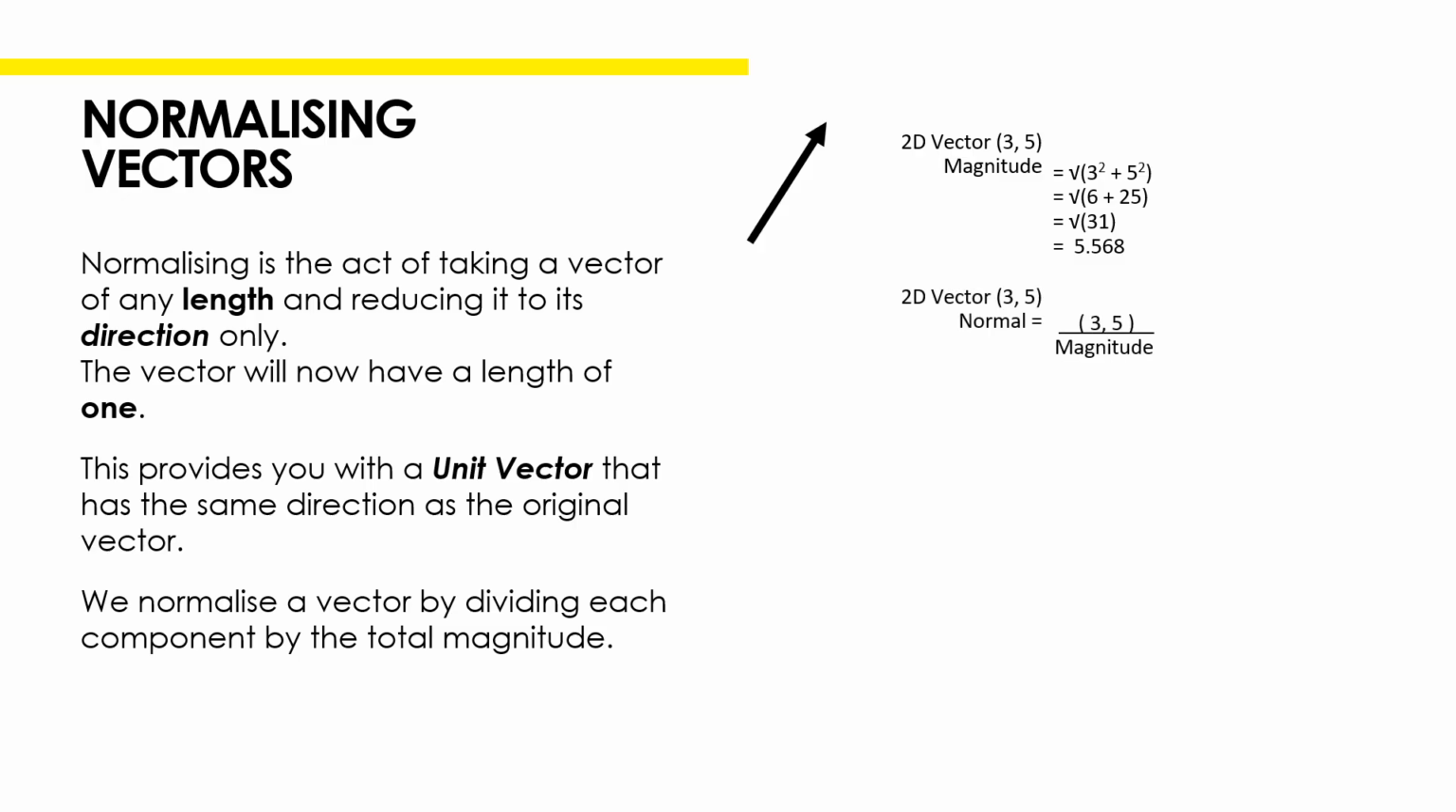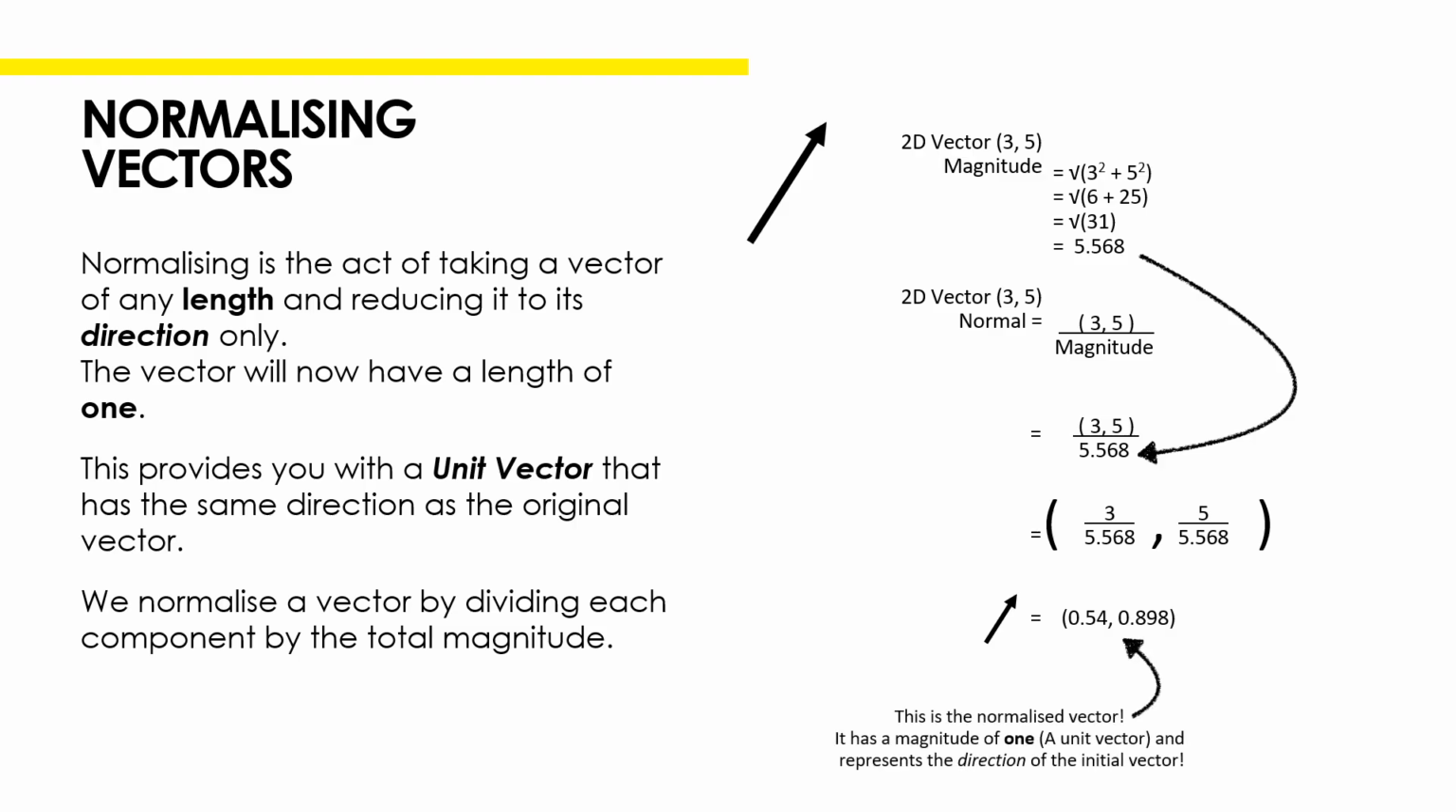If we continue to find the unit vector for this, we divide each component by this magnitude, which is 3 divided by 5.568, and then 5 divided by 5.568. So this gives us our new final unit vector of 0.54 and 0.898. This right here is our new normalized vector. It has a magnitude of 1 and it simply represents the direction of an initial vector. And we'll discuss some uses of this later on.